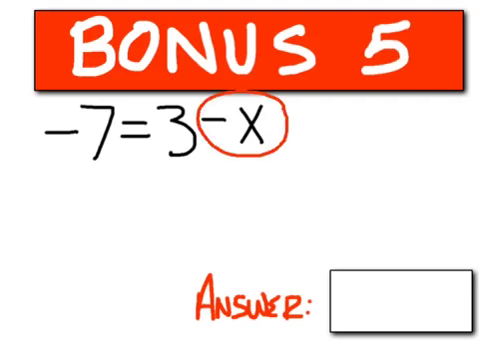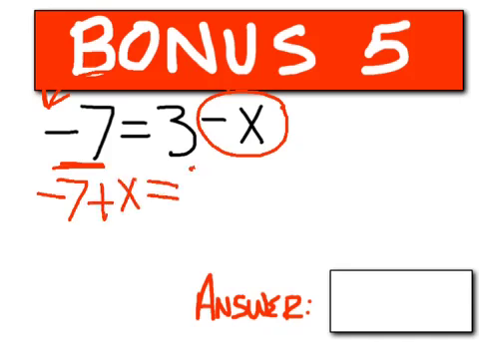First thing we want to do is move our minus x to the opposite side to make it positive. So when we move this over here, we have a negative 7 left over here, and now we have a positive x on this side. And all that's left on the right side is 3.